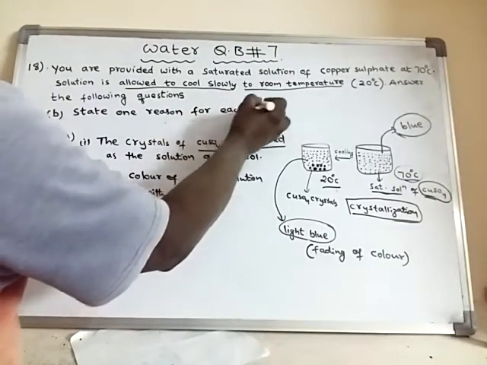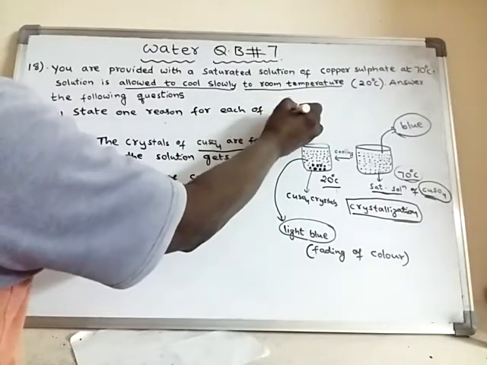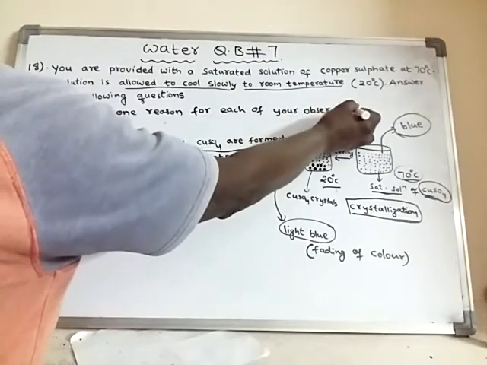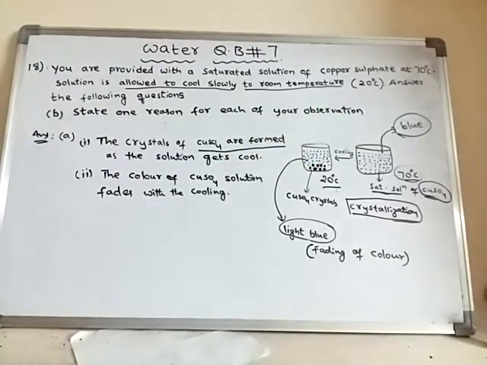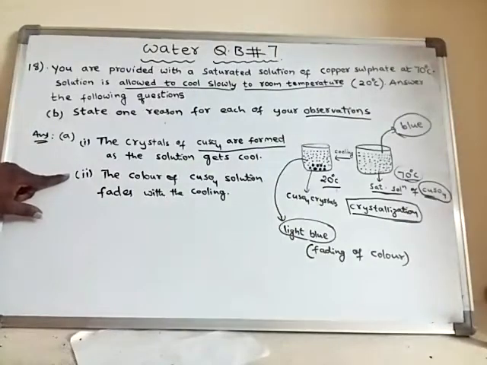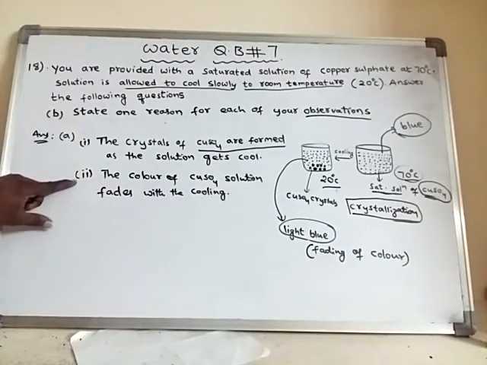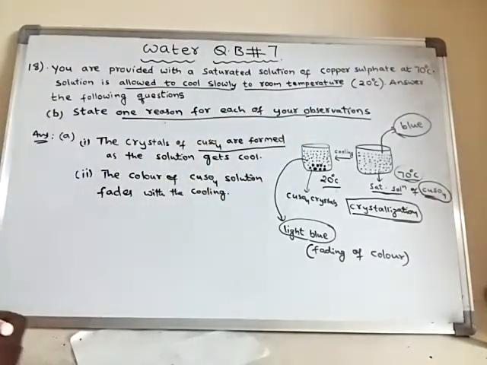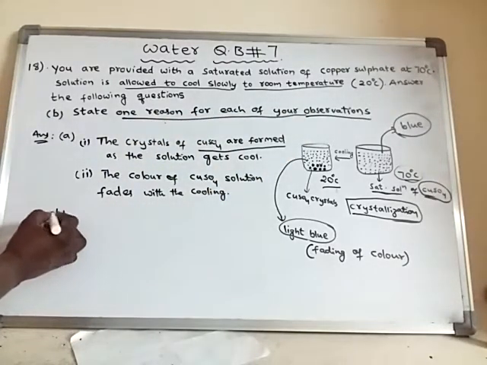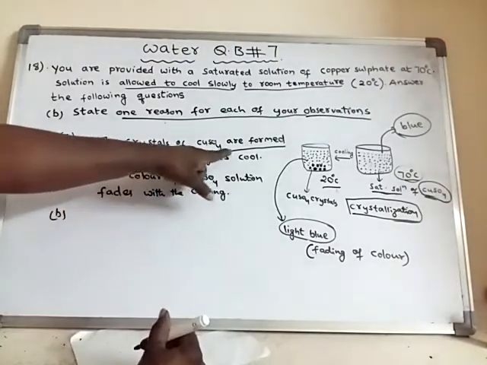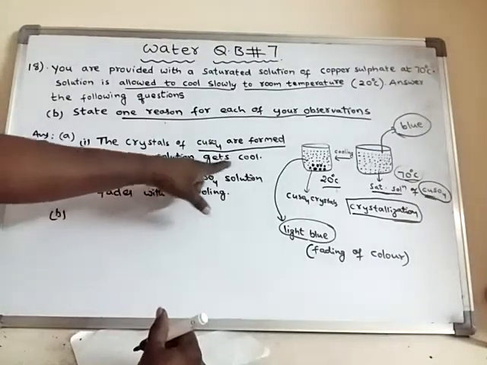For each of your observations. So here there are two observations. So what is the reason for these two observations? At least one reason for each observation, we have to write. So first observation. What is the reason for the first observation? The crystals of copper sulfate are formed as the solution gets cool.